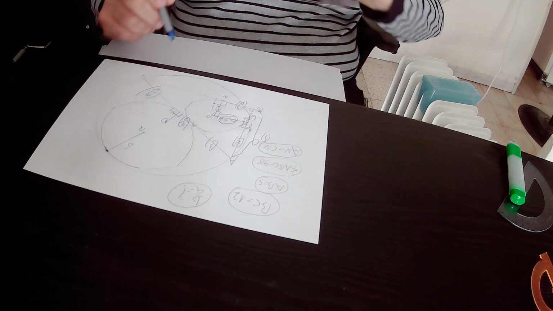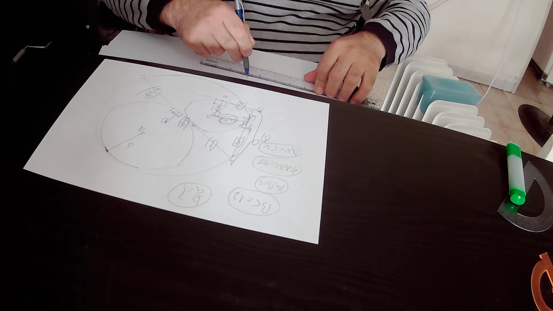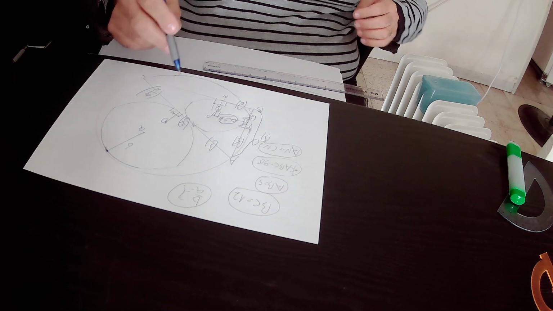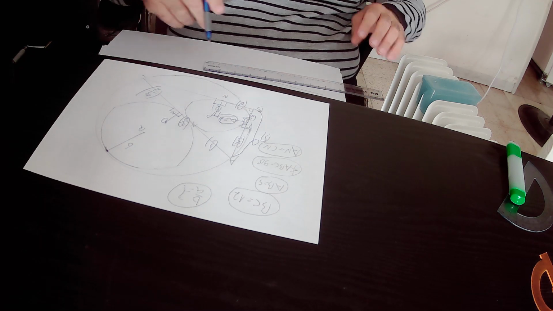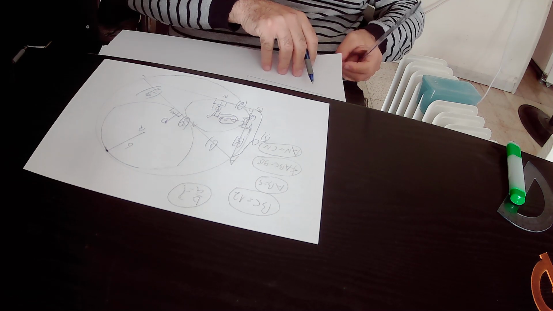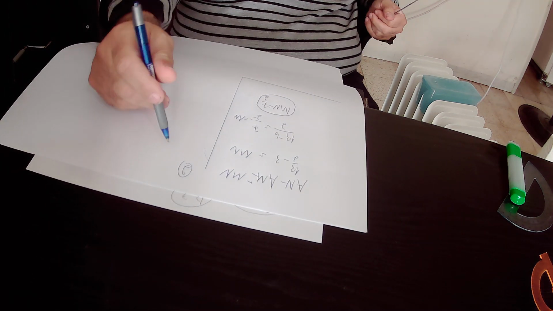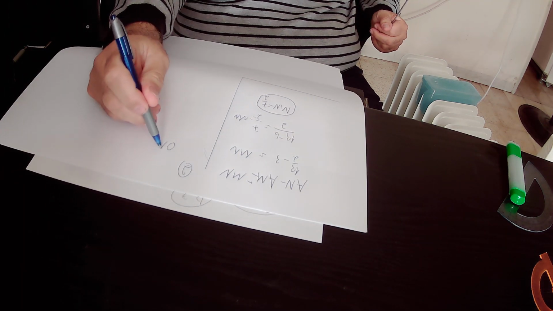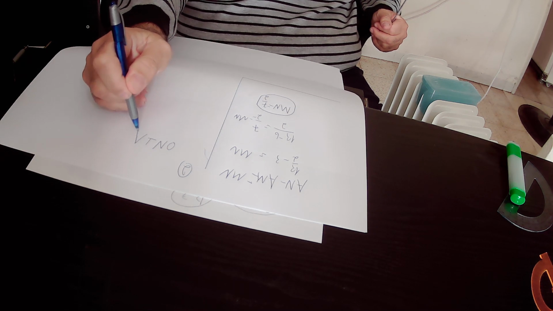So we can write down that ON is perpendicular to AC. Okay? Line segment ON is perpendicular to AC.